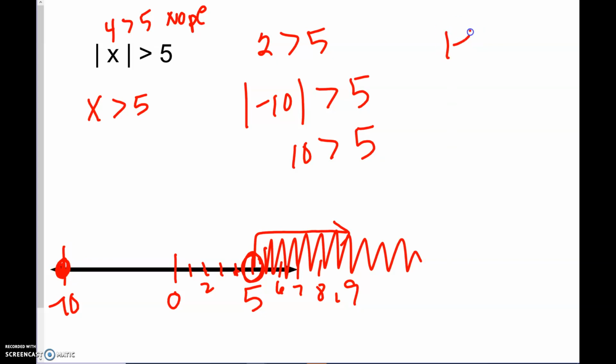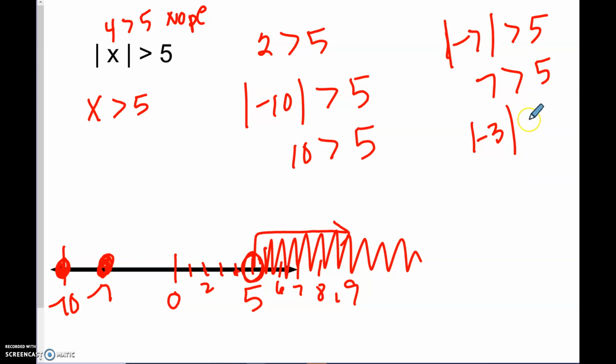What about a negative 7? Is the absolute value of negative 7 bigger than 5? Well, what's the absolute value of negative 7? 7. Is 7 bigger than 5? Yes. So I have to color in this negative 7. Okay, what about negative 3? Is the absolute value of negative 3 bigger than 5? Well, the absolute value of negative 3 is 3. Is 3 bigger than 5? No, so negative 3, I do not want to color that in.